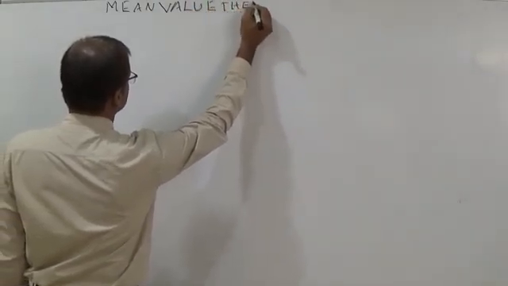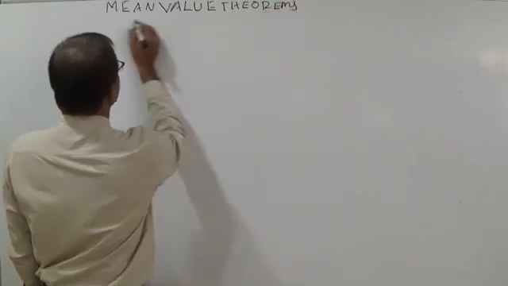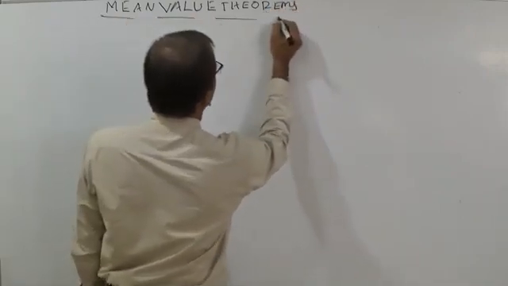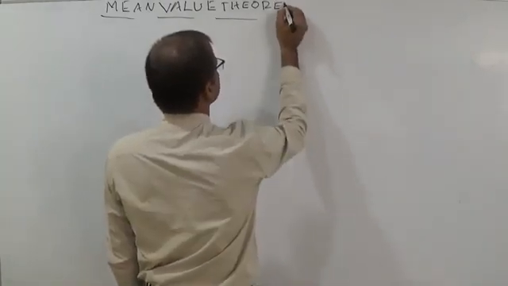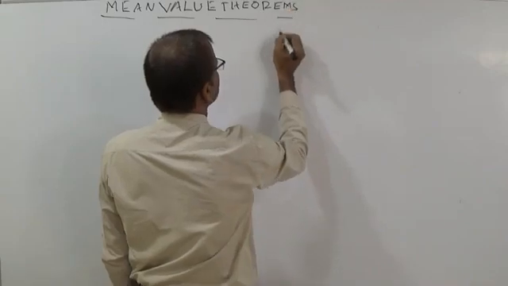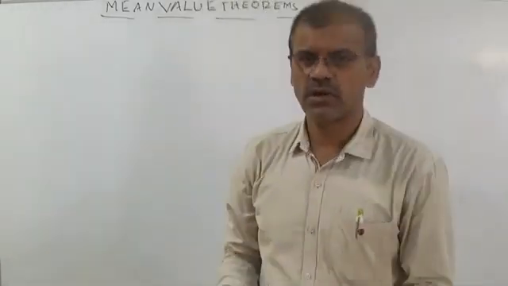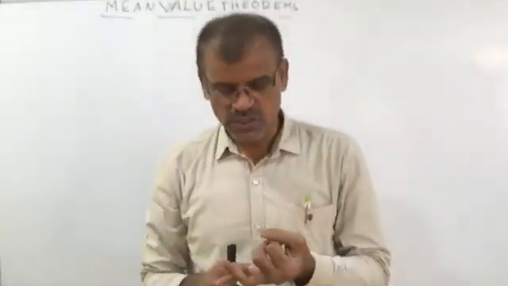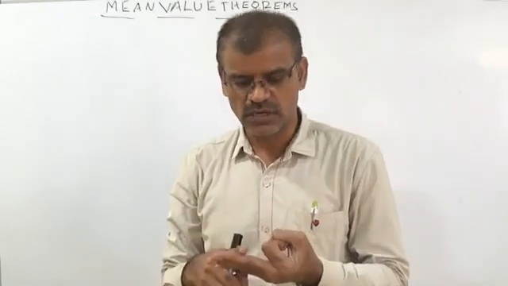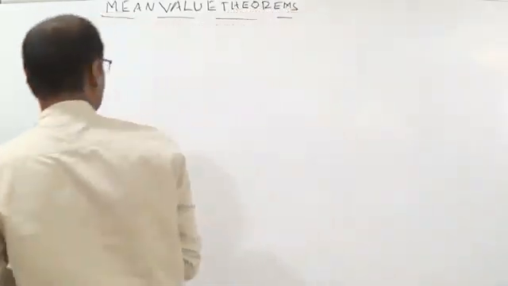Mean value theorems. What are mean value theorems? Among the mean value theorems, there are totally 4 types. First one Rolle's theorem, second one Lagrange's mean value theorem, third one intermediate mean value theorem, and fourth one Cauchy's mean value theorem. So total 4 mean value theorems are there.